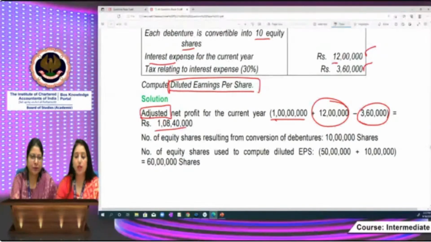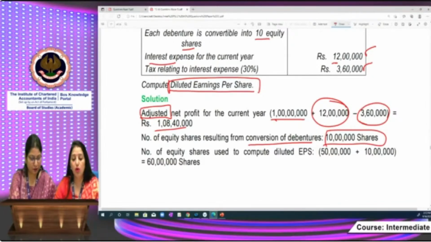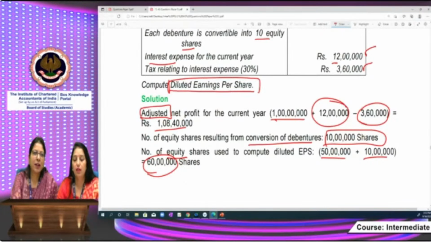We have also adjusted the weighted average number of the equity shares. The debentures we are going to convert, 1 lakh debentures, will become 10 lakh shares. So the number of equity shares is now 50 lakh plus 10 lakh, it becomes 60 lakh. Now one more thing, in this particular question you are not provided with the date. If it is very clearly mentioned in the question that these debentures are converted at the mid of the year, then we have to compute the weighted average, because these debentures are applicable only with effect from the mid of the year.